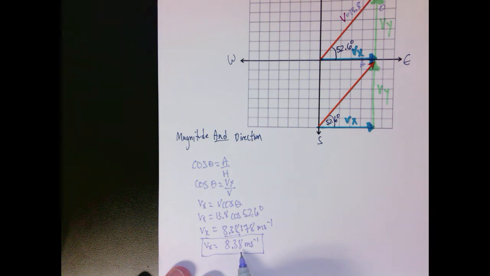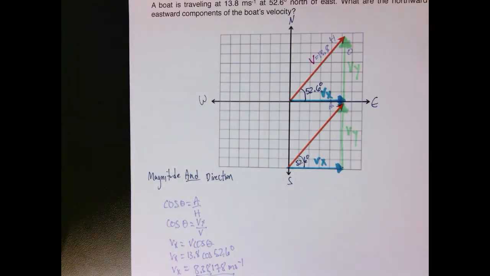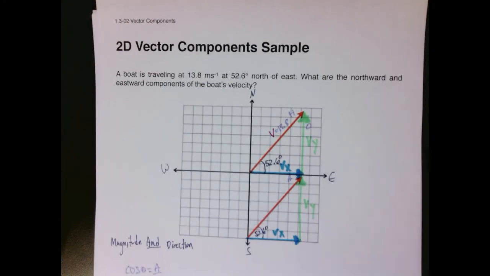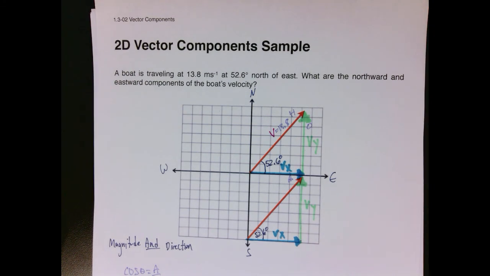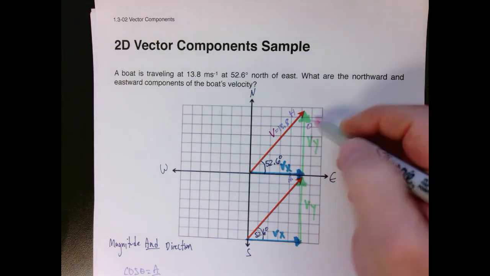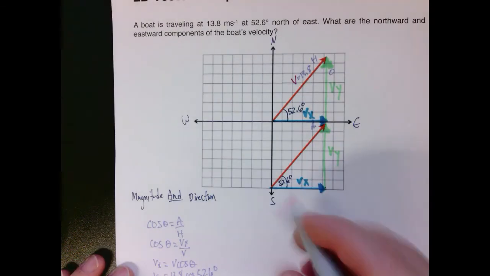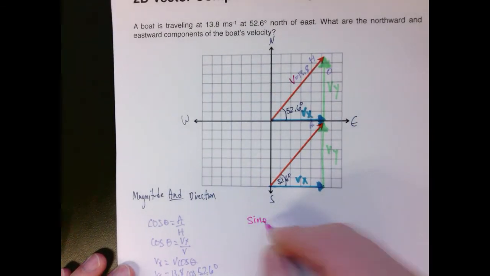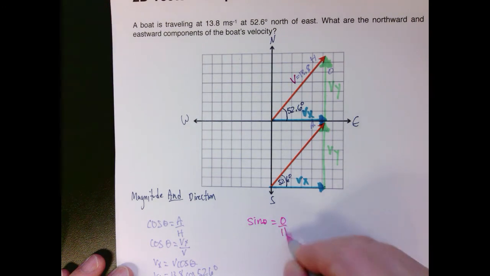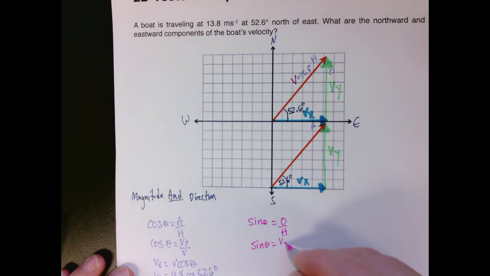But this is just the speed. So Vx is 8.38 meters per second east. Now, to resolve the vertical component, the vertical component y we are looking for involves the opposite, and we have the hypotenuse, so that would be sine. So we have sine of theta equals opposite over hypotenuse, and sine of theta then is Vy over V, and Vy equals V sine theta.